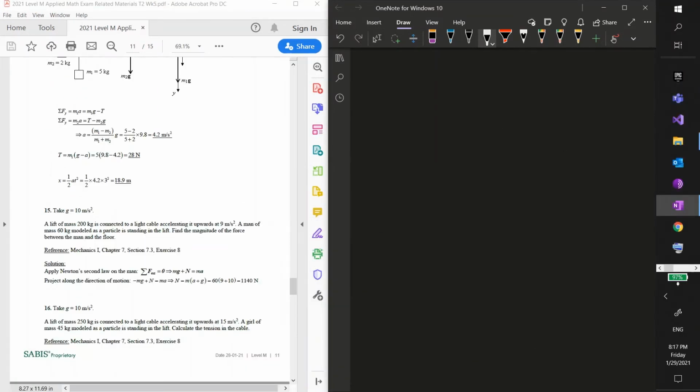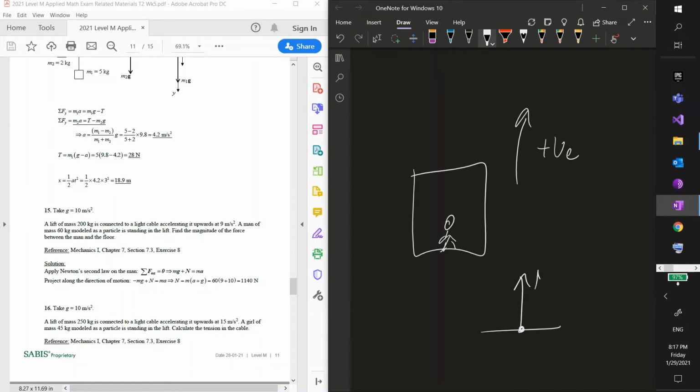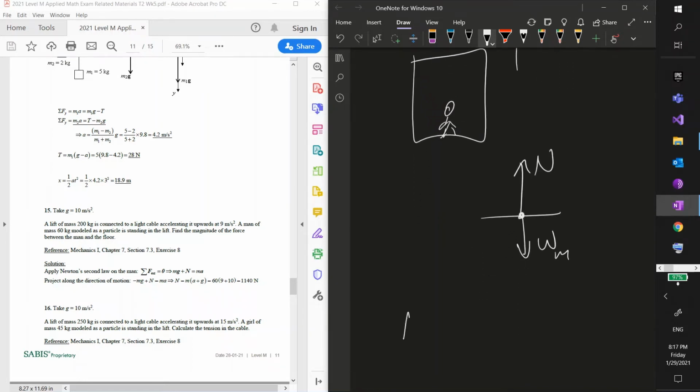Okay, question 15. A lift of mass 200, a man is inside the lift and the acceleration is 9, and they're both moving upwards. Lift, man, moving upwards, so positive direction is upwards. They're asking you to find the force between the man and the floor of the lift. Here's the floor of the lift, here's the man. Of course, he has his normal and he has his weight. Since the normal is upwards, the normal is positive and the weight is negative, and they're equal to the mass times the acceleration because they're both accelerating.